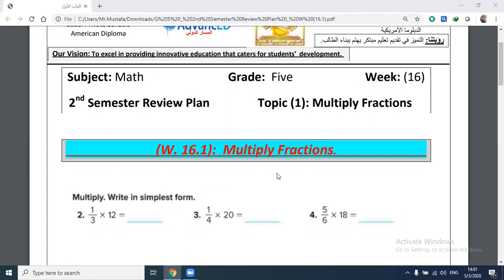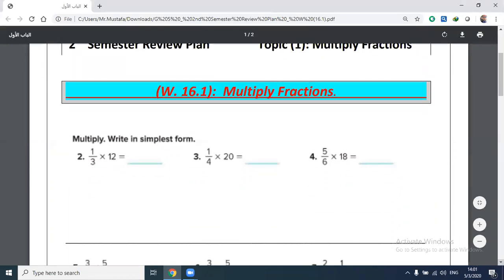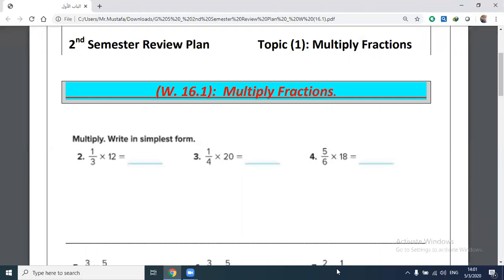Today I sent you the worksheet PDF. The topic is multiply fractions. We studied this one before, so this is some review about this lesson. First part here: how to multiply a fraction by a whole number? As we see here, fraction by whole number. Let me start with number 2, and then I will allow you to answer.